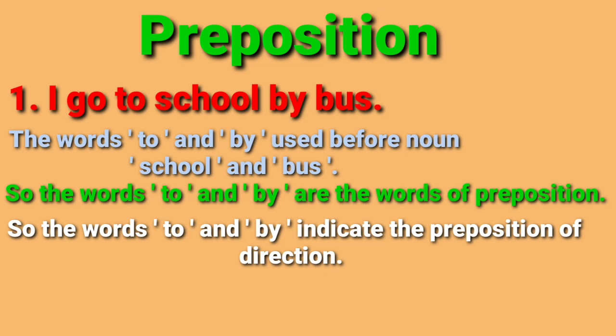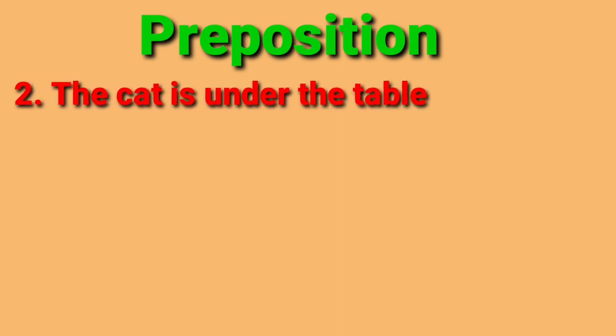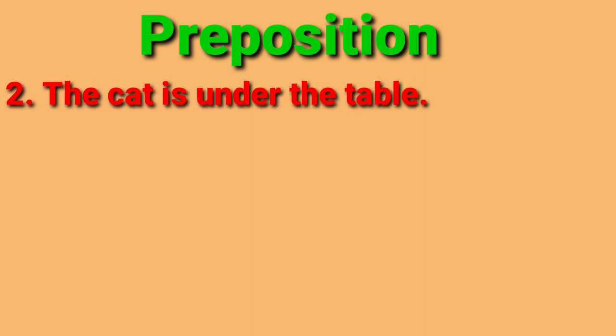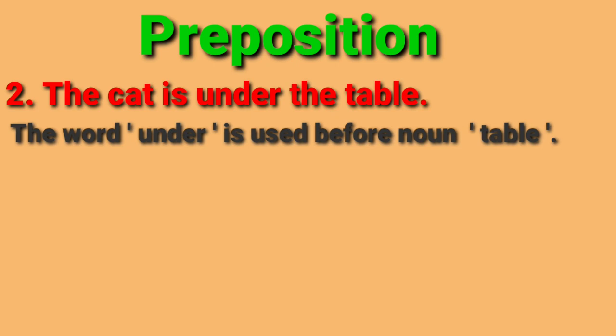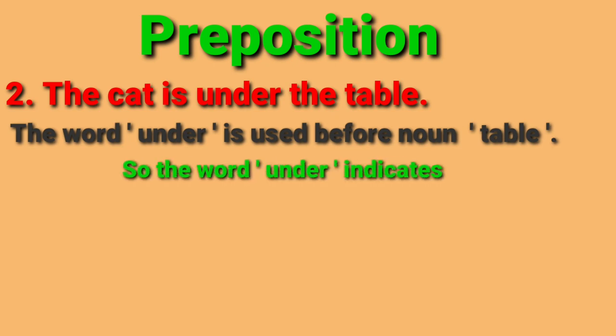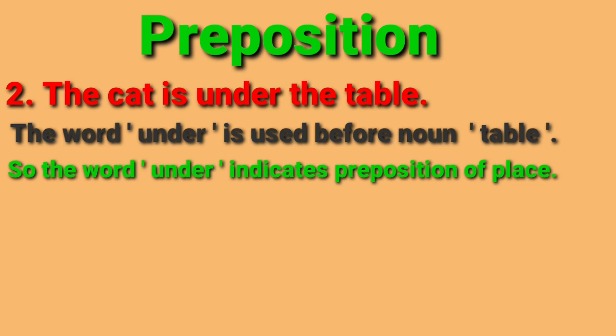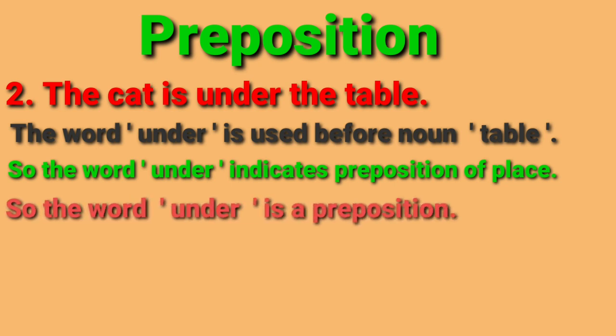Second example, the cat is under the table. Dear students, in this example, the word under is used before the noun table. So the word under indicates preposition of place. So the word under is a preposition.